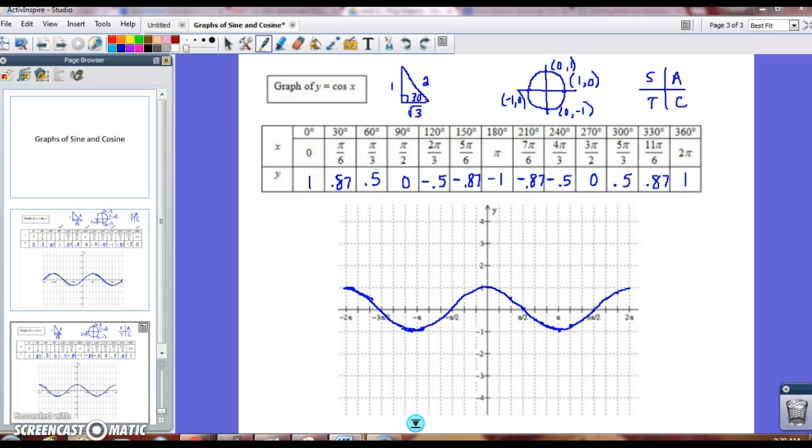We also know the values of our quadrantal angles. Again, our maximum is at 1, our minimum is at -1. It does go on and on forever. Okay, so it is a continuous function, so my domain is all real numbers, where my range is from -1 to 1. It doesn't go past that. Our period is 2 pi. Again, it takes 2 pi radians to complete one cycle.